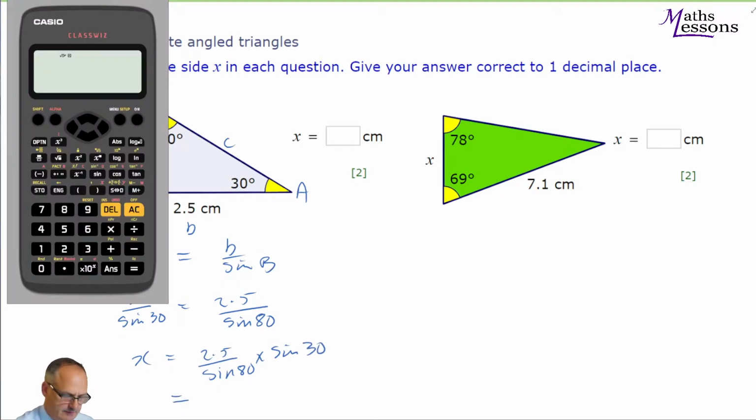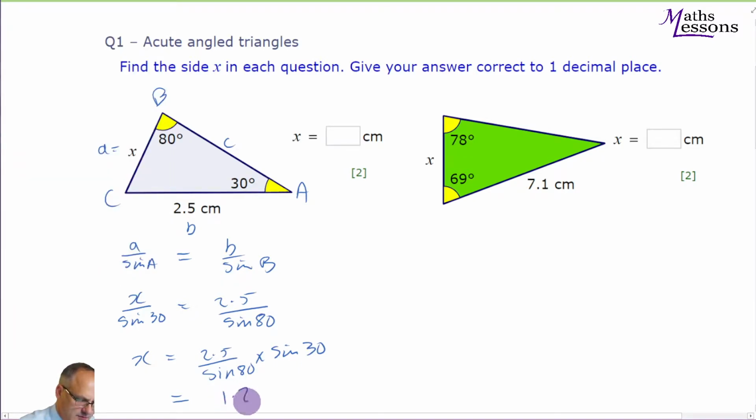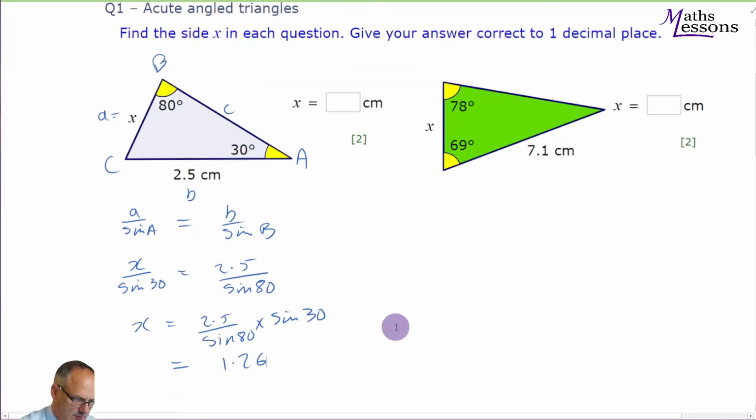So we get our calculator and we do 2.5 divided by sine 80, close my brackets, times by sine 30, close brackets, and I get 1.26. Now to one decimal place, that's going to be equal to 1.3 centimeters.